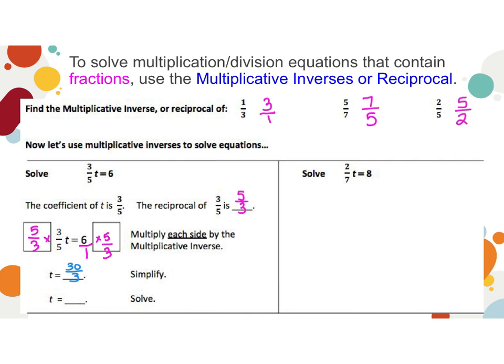Next, we would want to simplify our fraction. So 30 over 3 is equal to 10 wholes. So t equals 10.